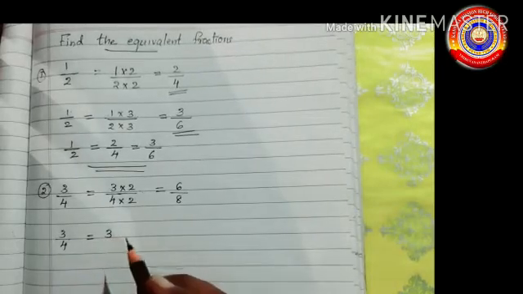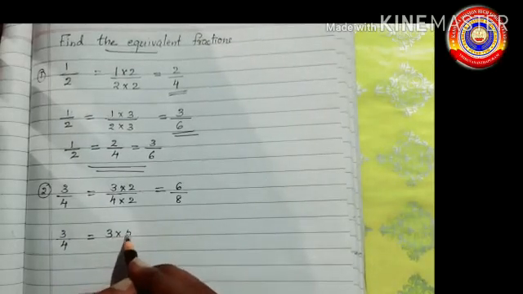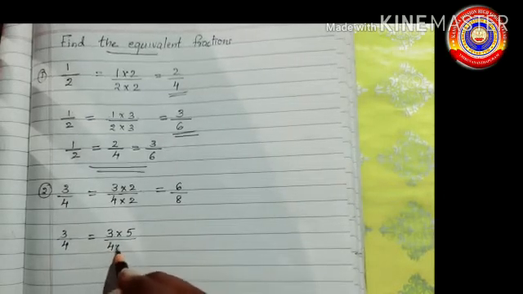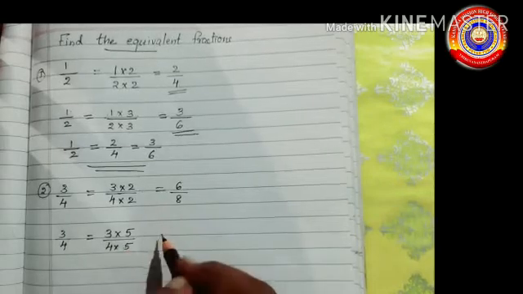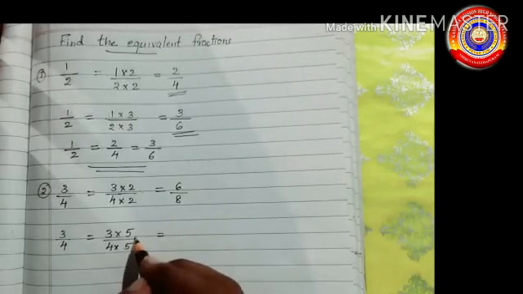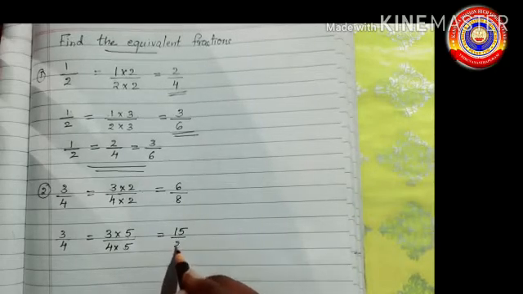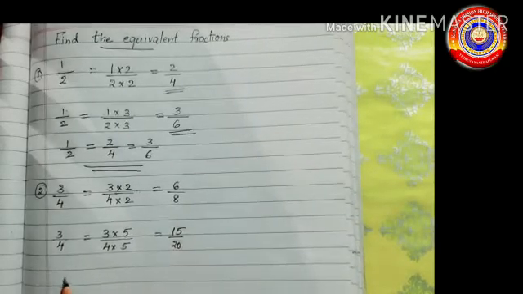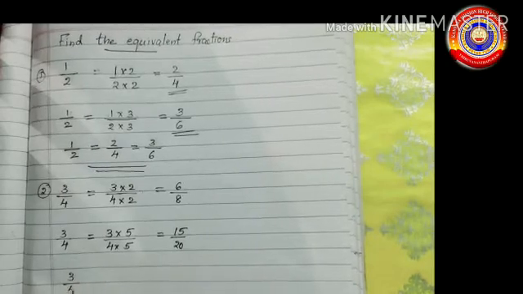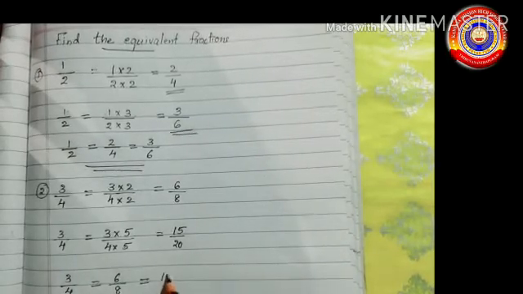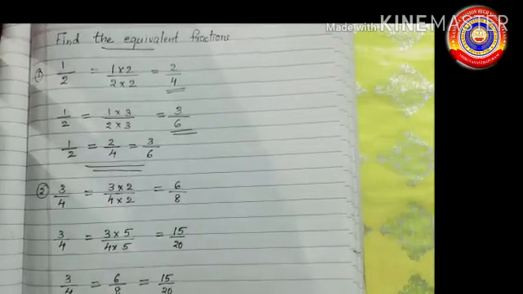Then next equivalent fraction of 3 by 4, we shall multiply 3 into 5 by 4 into 5. 3 into 5 is equal to 15. Then 4 into 5 is equal to 20. Now we can say that 3 by 4 is equal to 6 by 8. That is equal to 15 by 20. Is it clear for you, children?